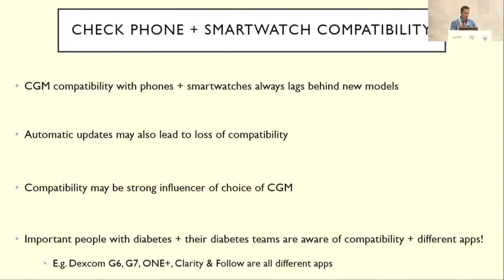The other thing to be aware of is that if people have automatic updates on the phone, on the operating system, that may also lead to loss of compatibility. So you may actually think about having one phone that stays on the old operating system just for using with CGM. And in fact, the different compatibility may actually be a strong influencer on which CGM they choose.